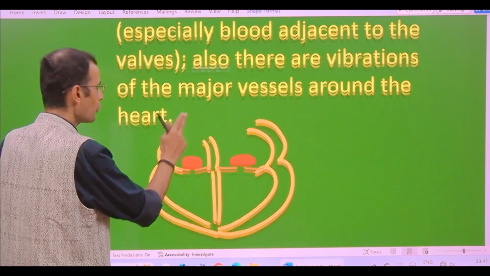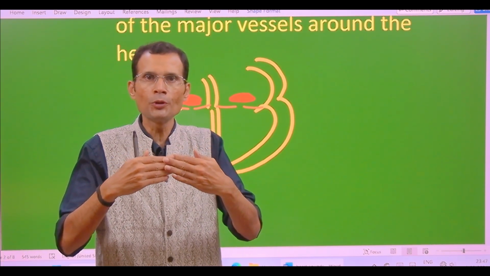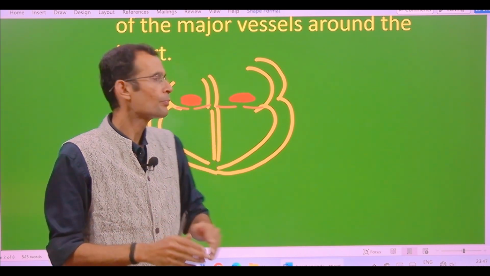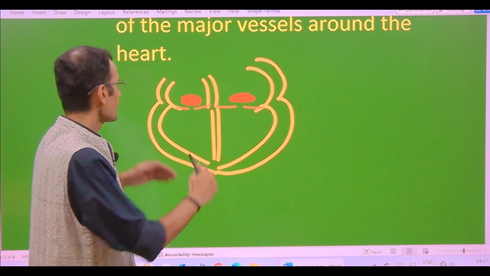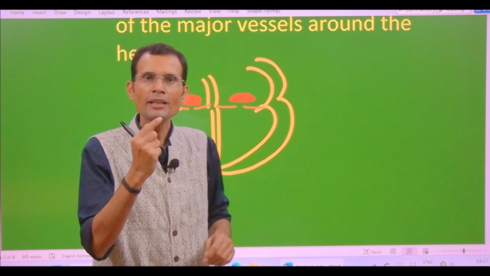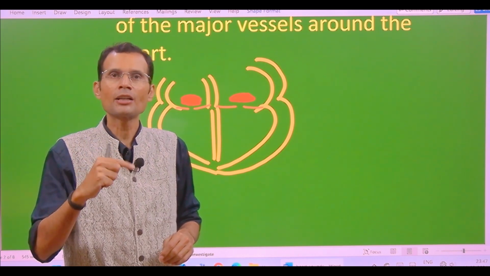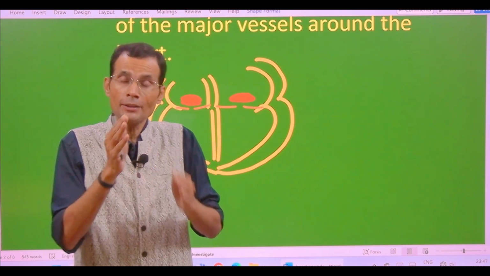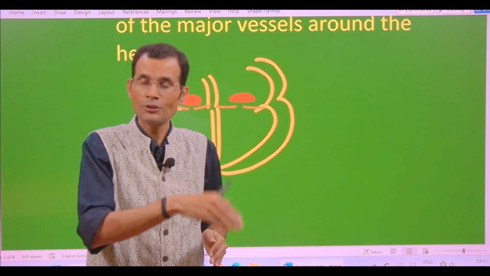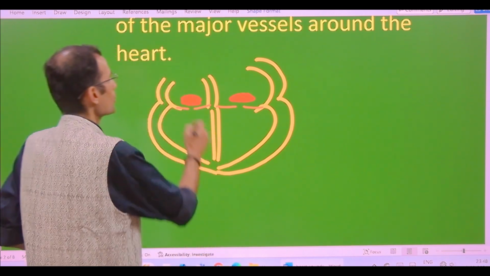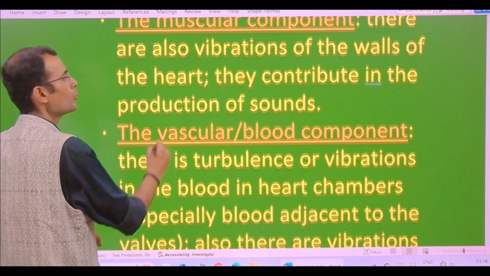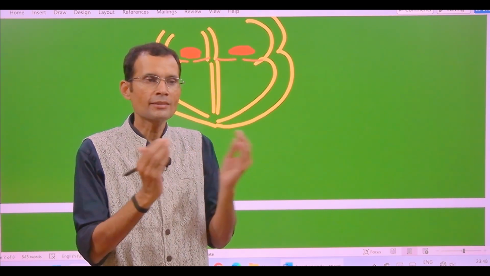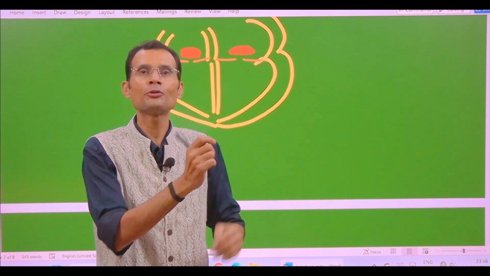Then muscular component. As the valve leaflets are moving, the muscle in the vicinity will vibrate, and that will add to the sound. And vascular or blood component. As the valve is closing, the blood in the vicinity will show turbulence, and that will add to the sound. So 3 components make every sound, particularly first and the second heart sound, which are produced by the closure of the valves. Alright, so that's how the sounds are produced. We answered the first question, how each sound is produced.